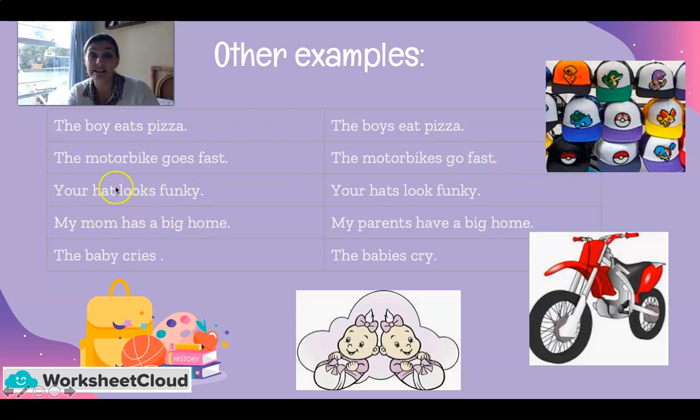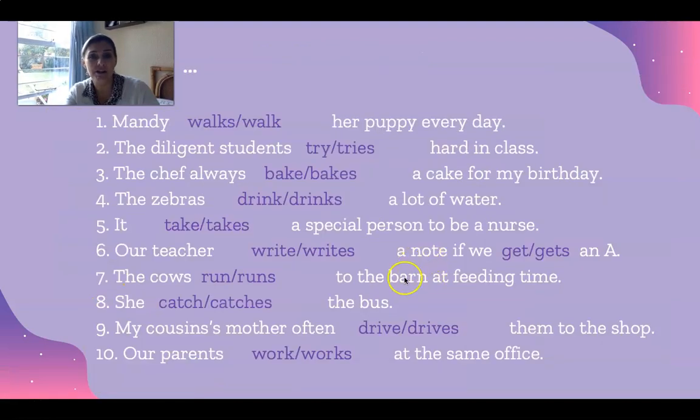Let's look at this one. Your hat looks funny. So one hat, looks, there's your S, funny. Your hats, got an S there, so you don't need it with your verb: look funky. Sorry, not funny, funky. My mom, one subject, has, there's your S, a big home. My parents, there's the S, have a big home. The baby, one baby, cries, there's your S. The babies, there's the plural, so it's already got an S, doesn't need one here. The babies cry. So I hope you're starting to get it a little bit.